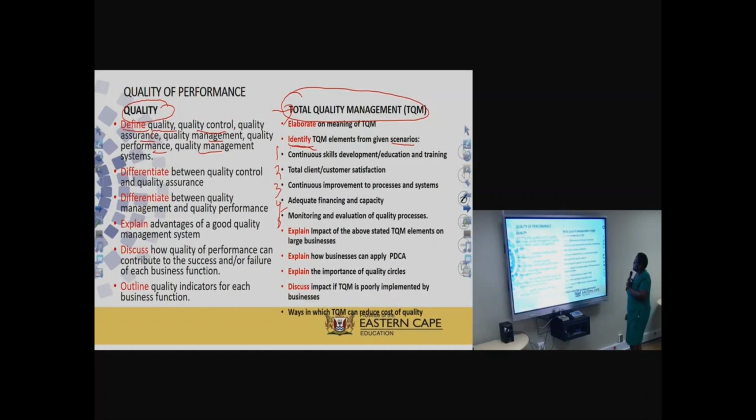Adequate financing and capacity. Then monitoring and evaluation. Those are the 5 TQM elements that you need to concentrate on. Then after that, you need to explain the impact of all the TQM elements on large businesses. We don't focus on small businesses this year, we only focus on large businesses.